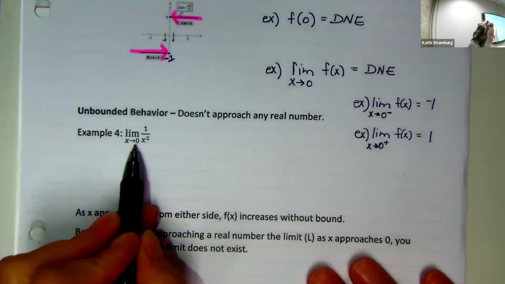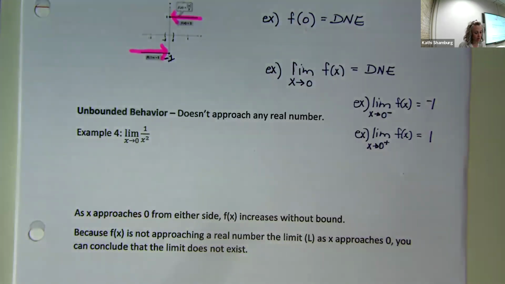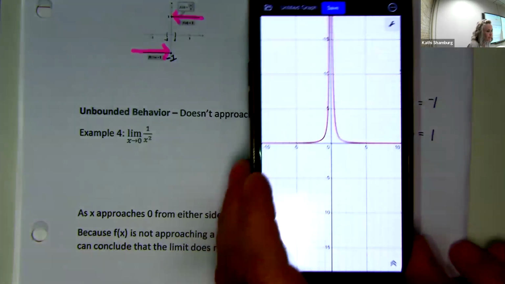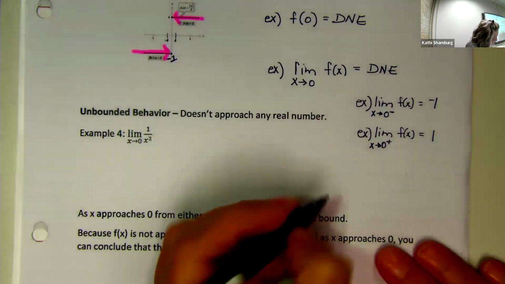The limit as x approaches 0, 1 over x squared. So let me pull up Desmos, throw that in, and let's get a visual of what that looks like. All right, here's that graph right there. So I'm going to sketch that.